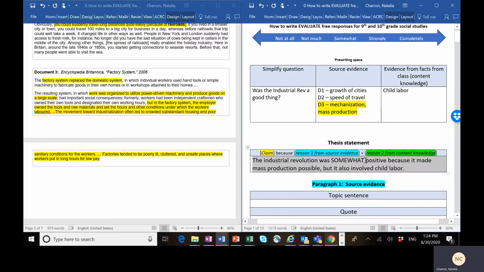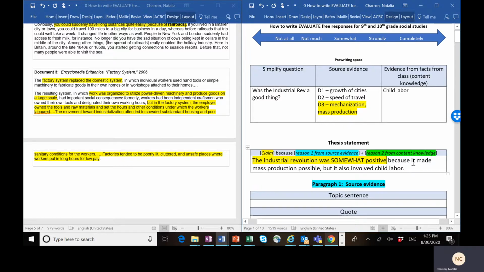Here I have my final thesis statement, and here's where the points come from. The Industrial Revolution was somewhat positive, is my claim, and I get a point if it's clear that I understand the question that I'm being asked. So that I include that I'm talking about the Industrial Revolution, for example, is important. Some kids start their thesis statement saying it was somewhat positive, and without knowing what it refers to, that doesn't get a point. So you have to use proper nouns when possible. The Industrial Revolution was somewhat positive, point.